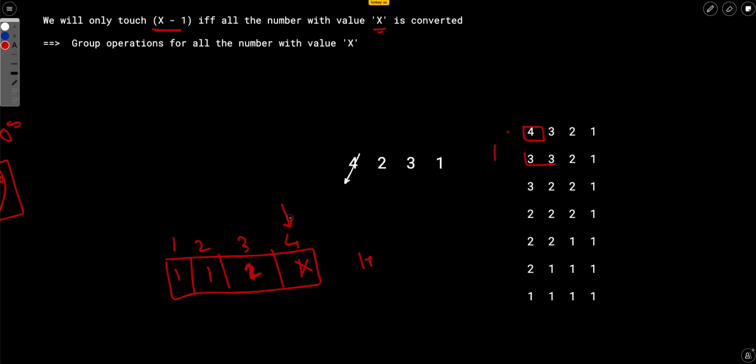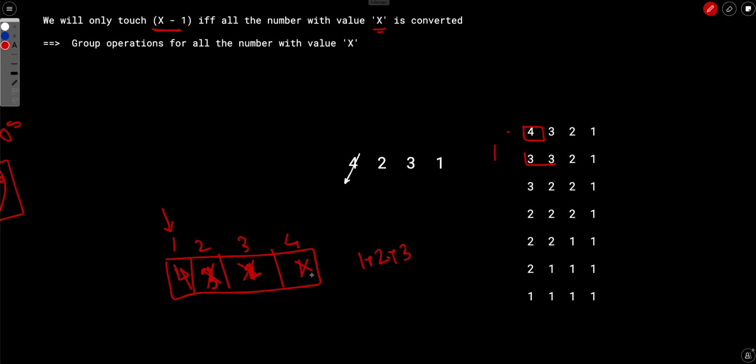Once 4 is completed, we will move to the next element, which is 3. Again, there are two elements which have value 3. Apply two operations and convert all these 3s to 2. Now there are three 2s. Again, there are three elements with value 2. Apply 3 operations, and after applying 3 operations, there will be 4 ones.